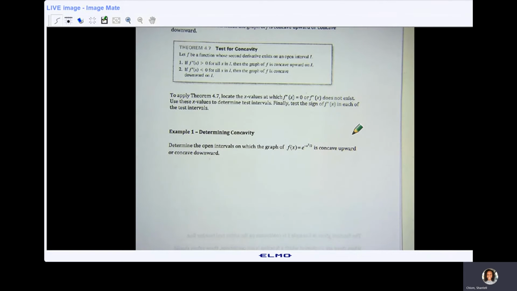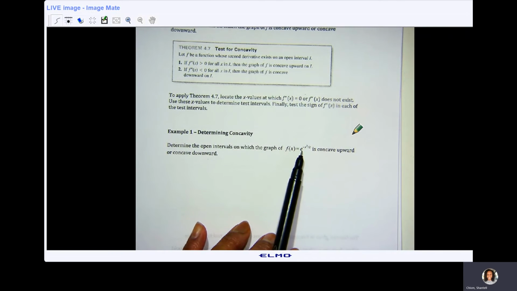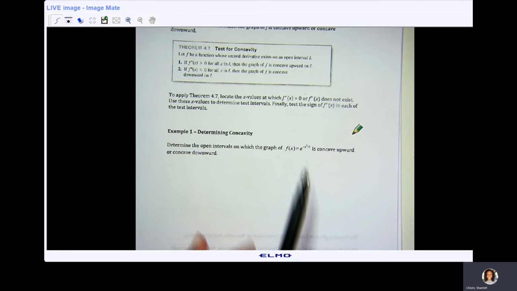So let's look at this first example here. It says determine the open intervals on which the graph of f of x equals e to the negative x squared over 2 is concave upward or concave downward. First off, observe that this is just a natural e function, which is continuous on the entire real number line.